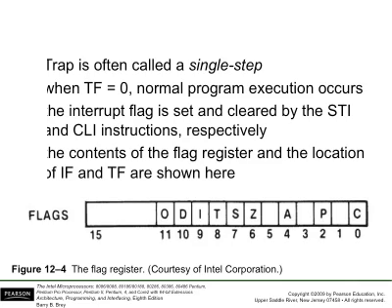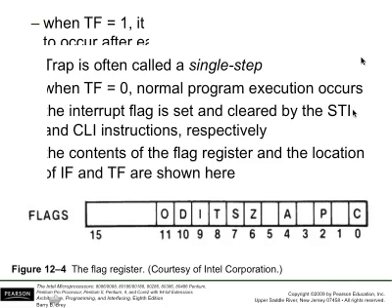So essentially, if you have this TF as a 1, what will happen is the microprocessor will execute one instruction, just one. Then it will stop. It will stop to where? To do what? It will stop to do the interrupt service routine of this type 1 interrupt. When this trap flag is 0, normal program execution occurs.